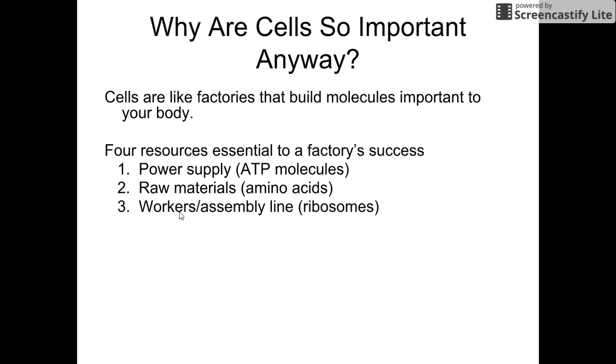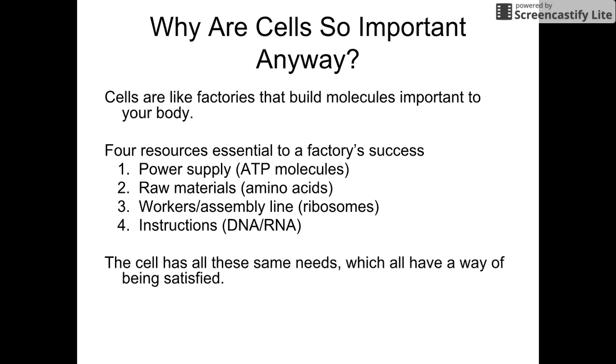Of course, a factory needs a variety of workers and a location to do their work, called the assembly line. Ribosomes provide both to the cell. Now, it would be pointless to spend lots of power and raw materials building something in a factory unless we had good instructions to guide us. In the cell, those instructions are provided by DNA and a similar genetic language called RNA. So, in order to understand anything in the rest of this presentation, you have to first understand that DNA and RNA are giving the cell guidance in how to build whatever it's supposed to build.